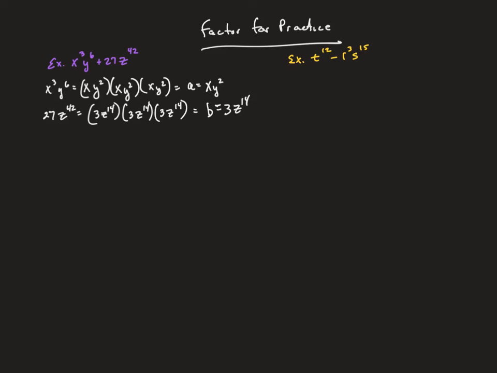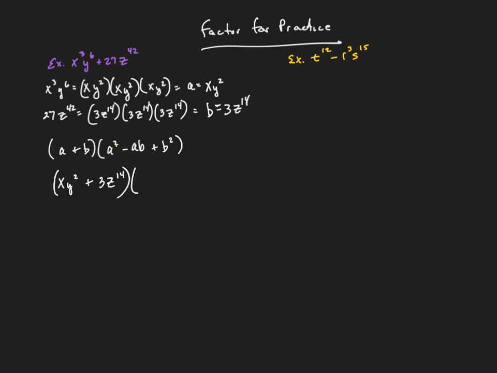So, knowing that, I have a plus b, because it is the sum of cubes, times a squared minus ab. Did I just get that right? Think so. Plus b squared. And we know that a is going to be xy squared plus b is going to be 3z to the 14th. And then we're going to have something squared. So remember, squared right there.